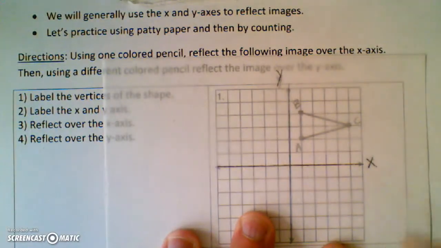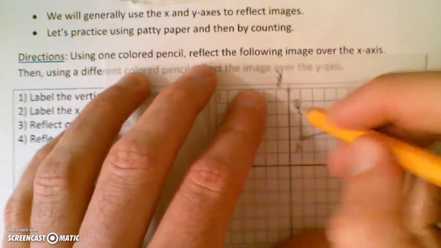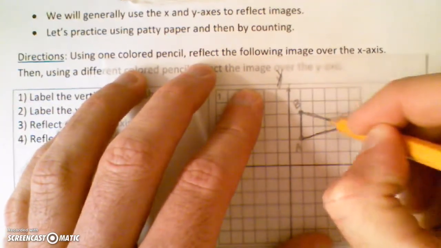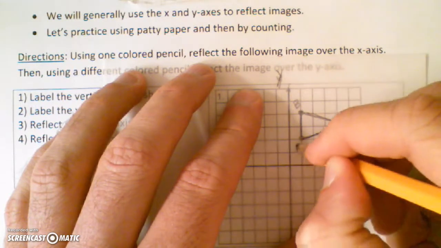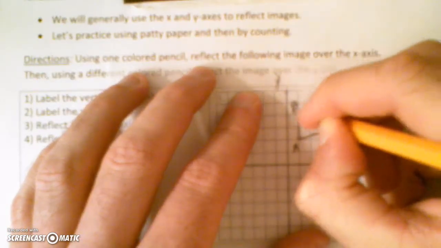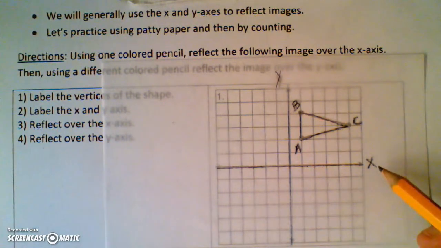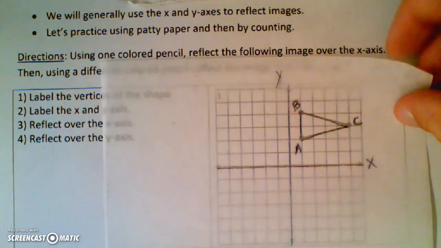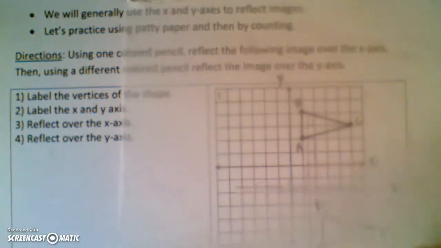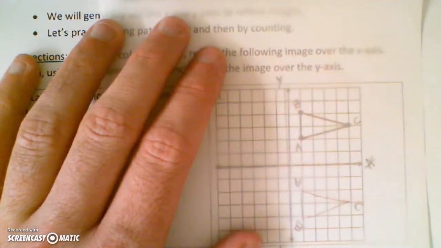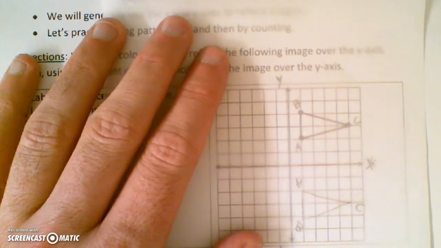Alright. The next step is to trace your triangle. So I'm going to trace through the patty paper, triangle ABC. Because now that everything is traced, I can flip it over the x-axis. So I'm going to take it from the top and just flip it upside down. Line the lines back up. That's why I traced the X and Y axis. And now I can see where the new shape should be because of the flip.